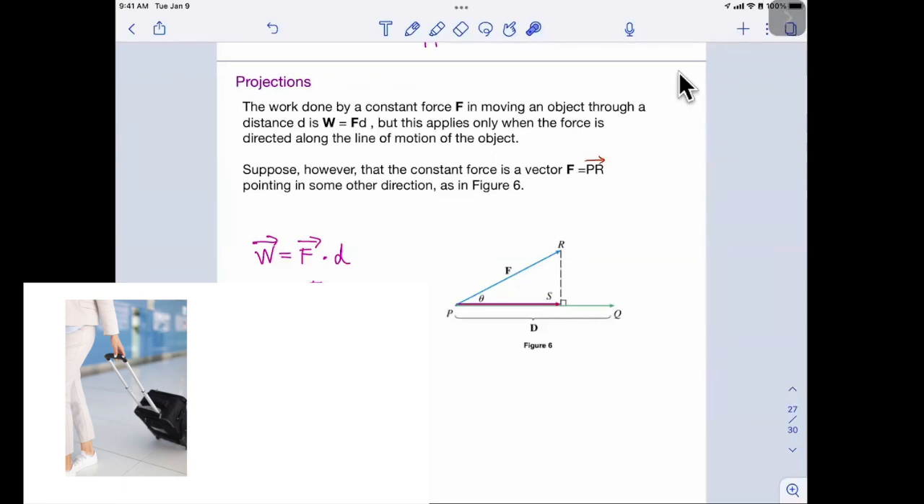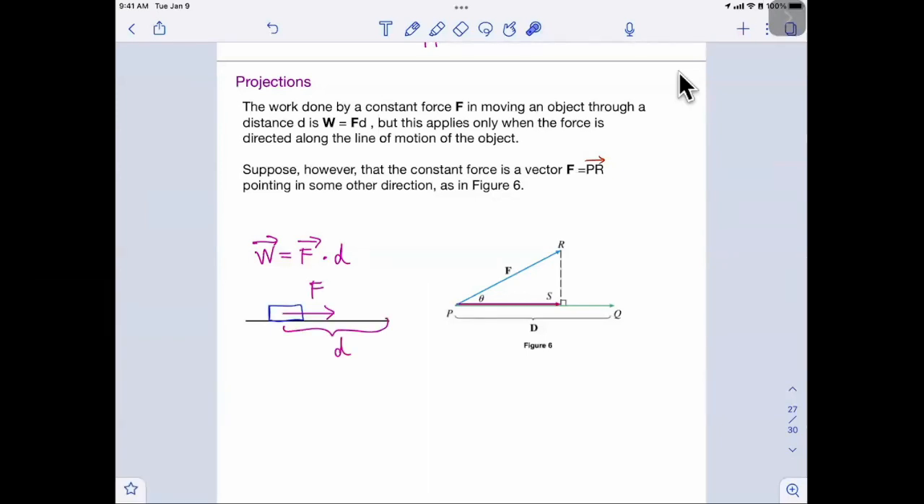The force I'm pulling with is going this way, along this handle. But the object is moving along the floor. So the force over here is not in the same direction as the way that this one moves. That's the example. This is the force, and it is a constant force. And the way this one moves is along the floor right here.